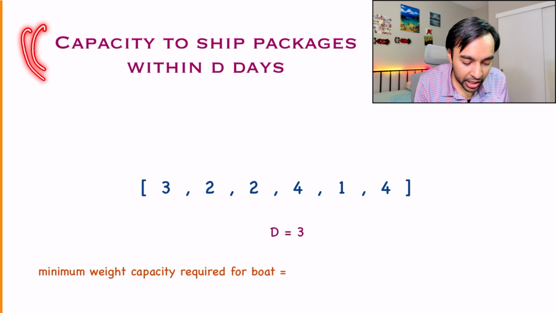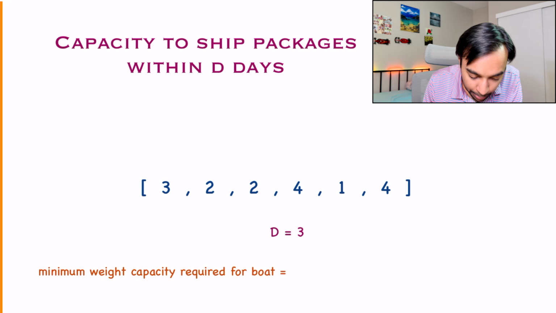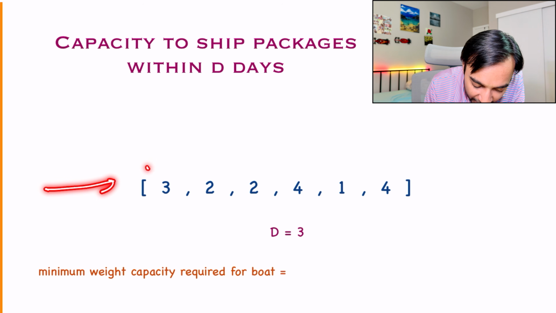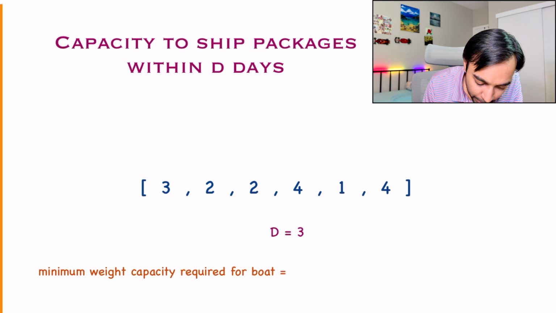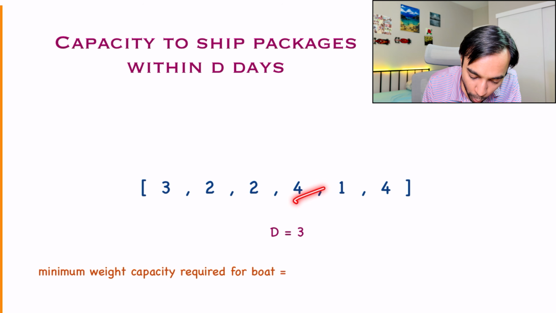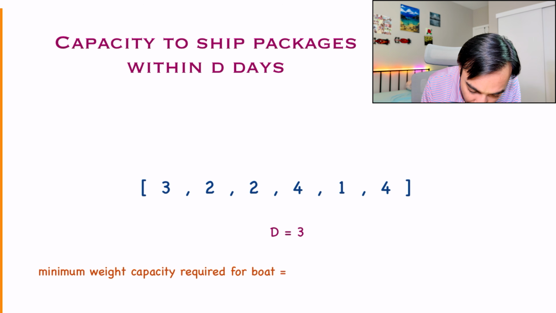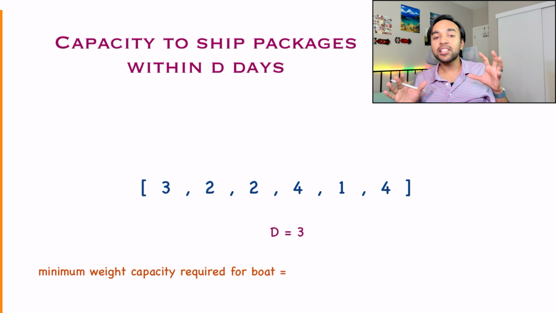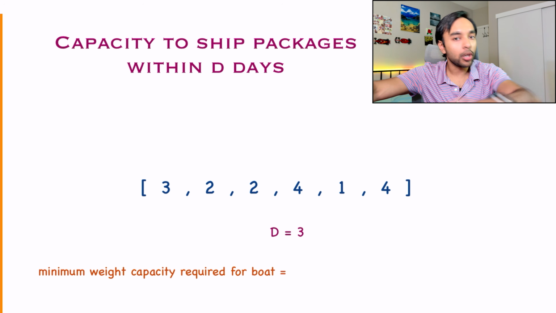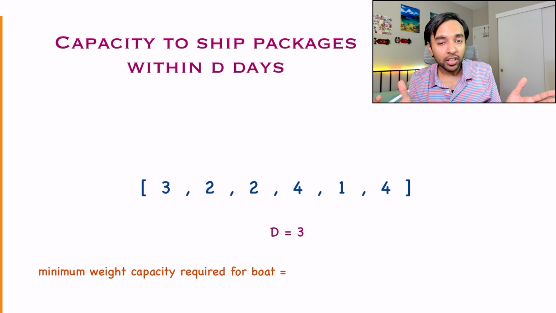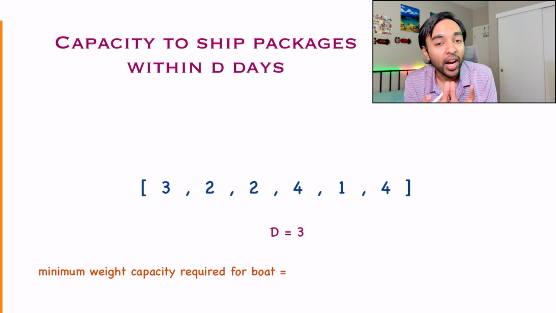So let us take up an example on this particular scenario. There is a particular question on LeetCode, capacity to ship packages within D days. The idea over here is very, very simple. You have packages that arrive in this following order, and these are the weights of these packages. So first package is 3 kg, then 2 kg, then 2 kg, 4, 1, and then again 4 kg. What you have to do is, you have to ship all of these packages within 3 days. On a single day, you can have one boat that can carry all your packages. But that boat will have some capacity. So you need to minimize the weight required for the boat.